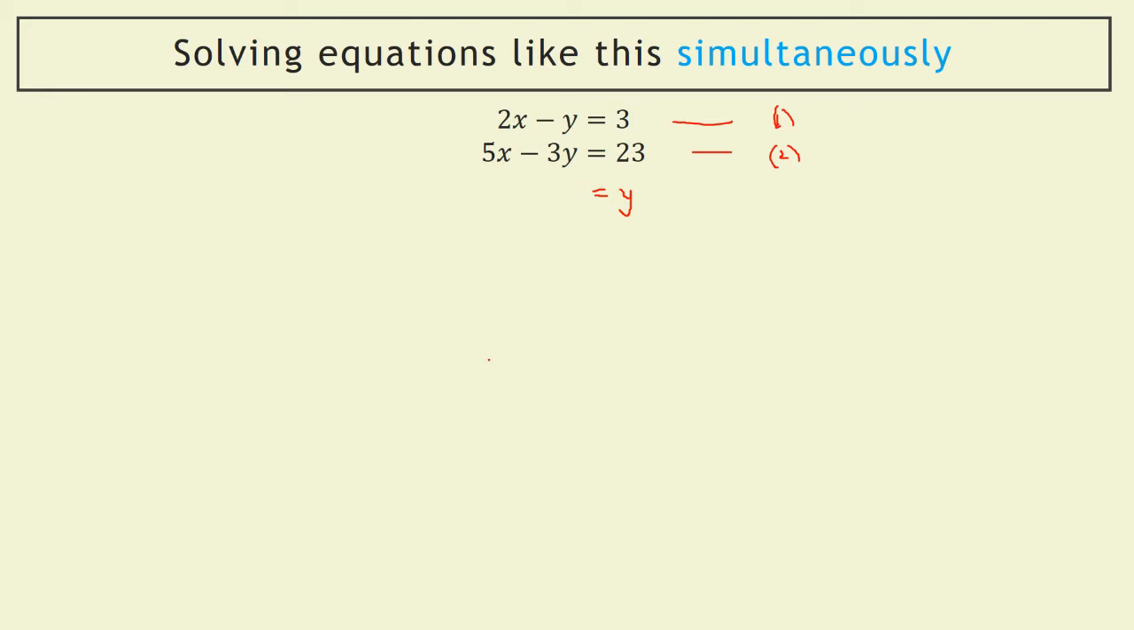What's left on the left-hand side? 2x minus 3. Yeah. So the y's moved across and become positive, and the 3's moved across and become negative. Okay? Now we're away, aren't we? So our second equation says 5x minus 3 lots of y equals 23. Still the 23. 5x minus 6x.